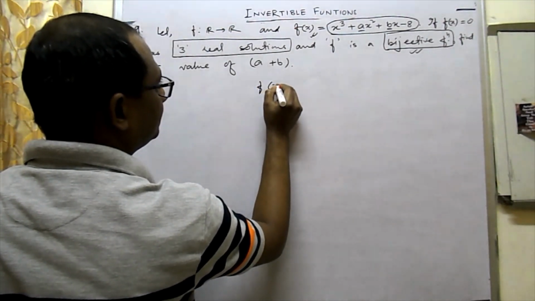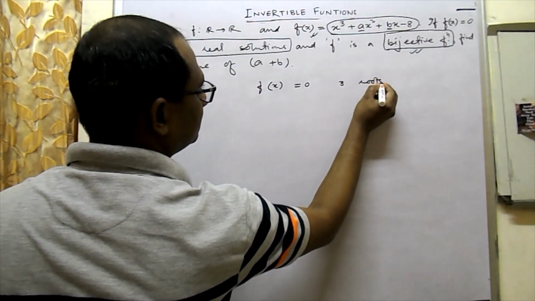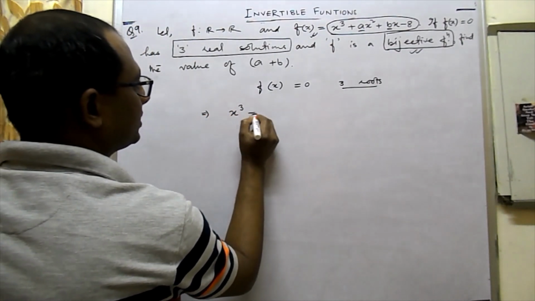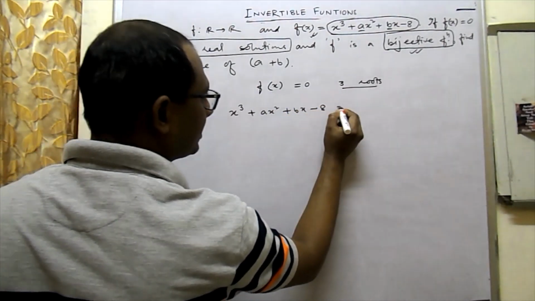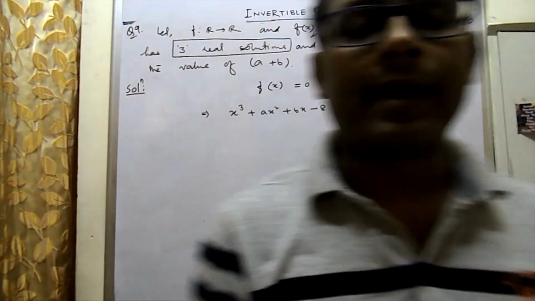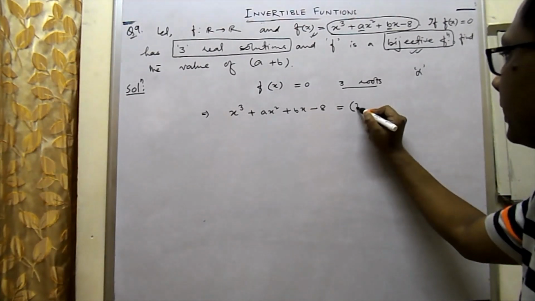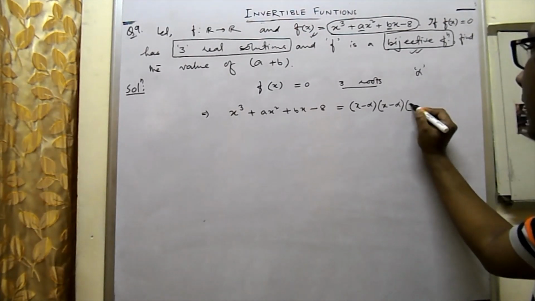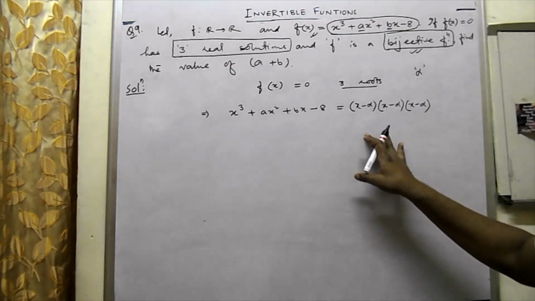f(x) equal to 0 will have 3 roots, and since the function is bijective, we must get that x cube plus a x square plus b x minus 8 has 3 roots, all 3 of them identical. Okay, so let me take alpha as the root. So it will be (x minus alpha) into (x minus alpha) into (x minus alpha). Okay, I hope you have understood this point.